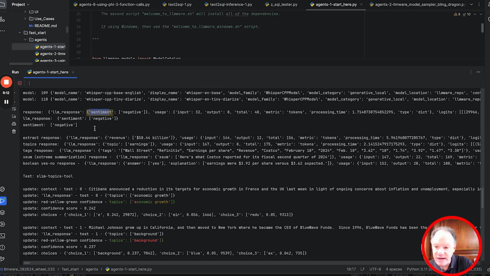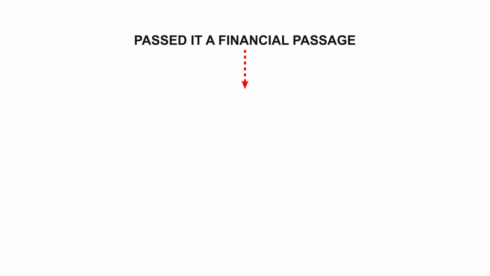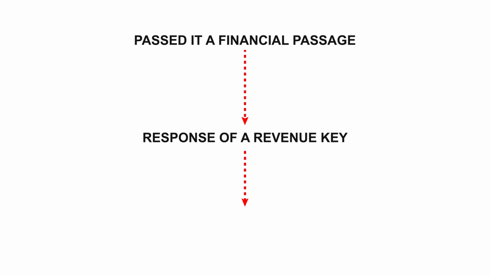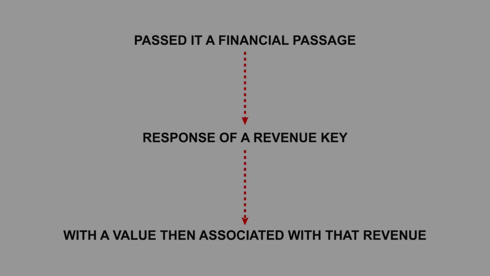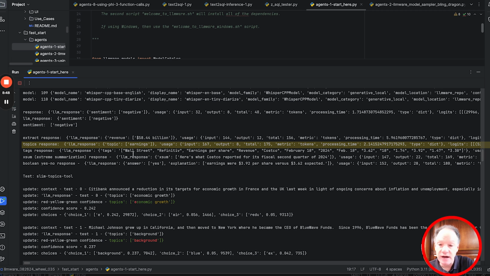We're then going through and doing some of the function calls. So you can see we've done a sentiment analysis, we've done an extraction, we've analyzed the topic, we've analyzed some tags that we've been able to generate based on that material. We've built a headline and we've run some Boolean yes/no questions. And what you can see, if this is the first time that you're seeing these models, these are function calling models that generate a Python dictionary. So we passed it a financial passage. It actually then gave us a response of a revenue key with a value then associated with that revenue. Topic key with the subject of it, which was earnings. The tags then tag the interesting and meaningful objects in that text, which again can be used for a whole variety of purposes, but again, in its own form, type of a summarization activity.